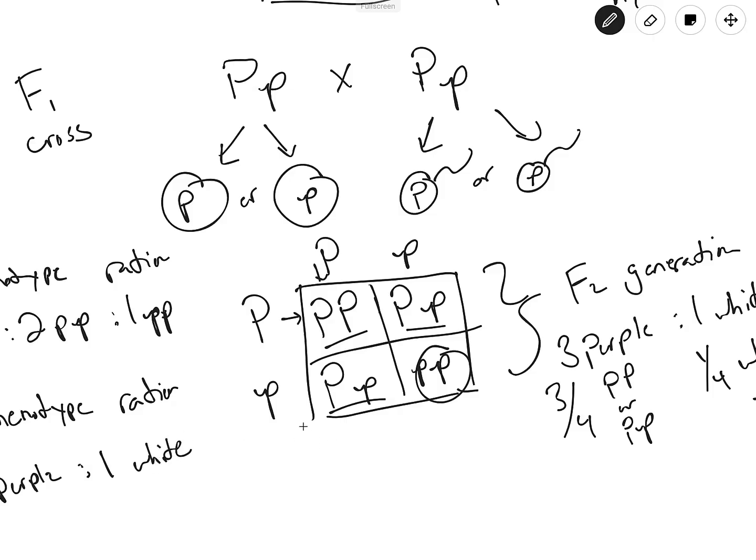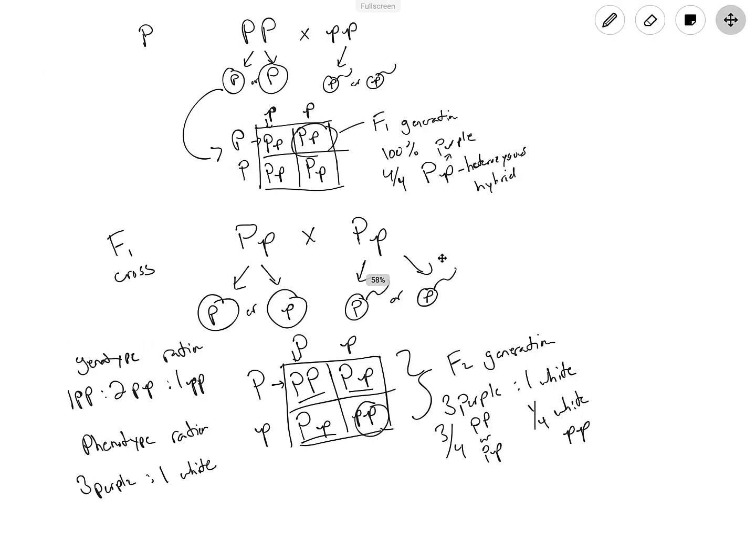So you should expect to be able to get questions where you have to draw a Punnett square and then describe the ratio of the offspring, either their genotypes or their phenotypes, like this.